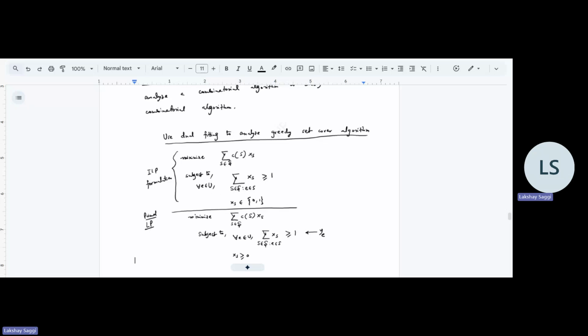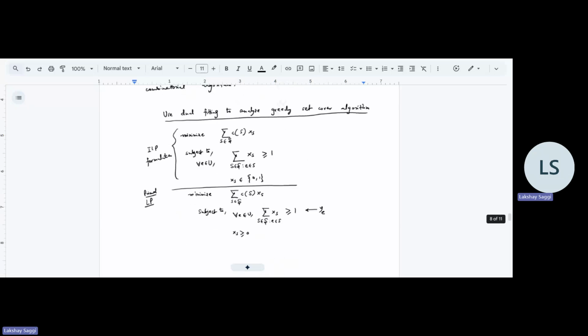And if you try to relax, what will be an LP relaxation for this problem? In an LP relaxation, all these constraints remain the same. It's just that x_s, instead of being just 0 or 1, is between 0 and 1. One can show that the constraint x_s less than or equal to 1 can actually be removed because it's a minimization problem. If x_s is greater than 1, you can bring it down to 1 without changing the quality of the solution at hand. So that constraint is redundant. Just the x_s greater than or equal to 0 constraint is useful for us.